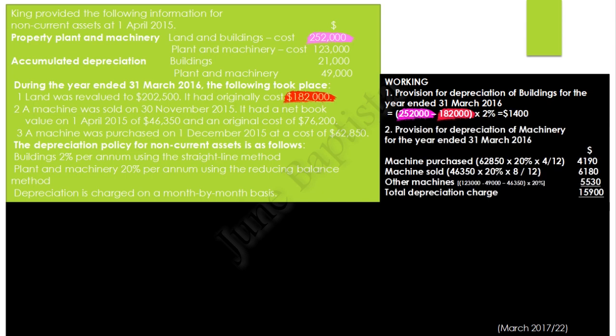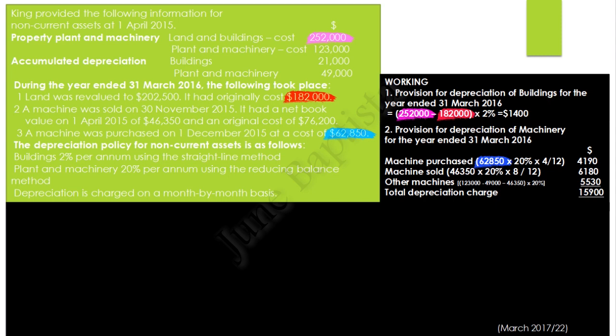Working 2. To calculate depreciation for plant and machinery for the year ended 31st March 2016. Machinery purchased on 1st December 2015, 20% of the cost of $62,850. As there is no accumulated depreciation, this is the net book value for 4 months, December, January, February, March, equals to $4,190 using the reducing balance method.